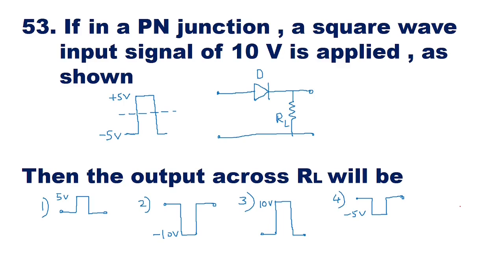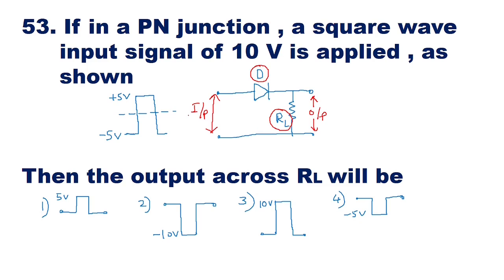In this question, if in a PN junction a square wave input signal of 10 volt is applied as shown below, the output across RL will be how much? If you analyze this circuit, we are showing a diode here and here is your RL resistor. This will be the input of the circuit, and this will be the voltage across RL, which is the output of the circuit. So the answer we have to give is what the output across RL will be.